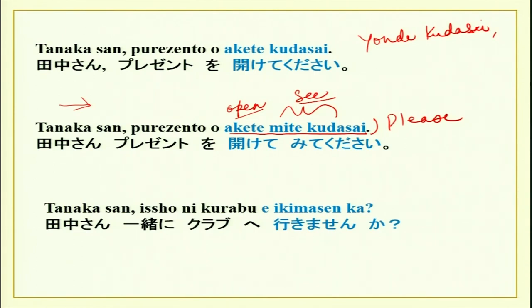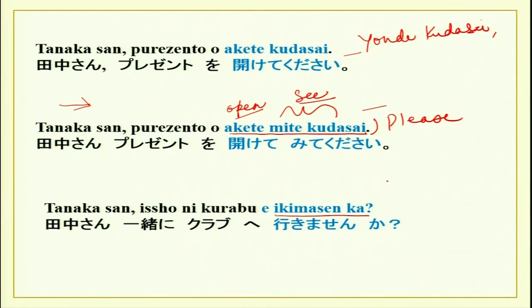Now again you can see over here, how will you make a request? These two are direct, isn't it? These two are direct, you are not being asked. Now over here just see, you are being asked, Tanaka-san, issho ni club e ikimasen ka? So won't you please come with me to the club? Now your opinion is being considered or taken into account. You are being asked.